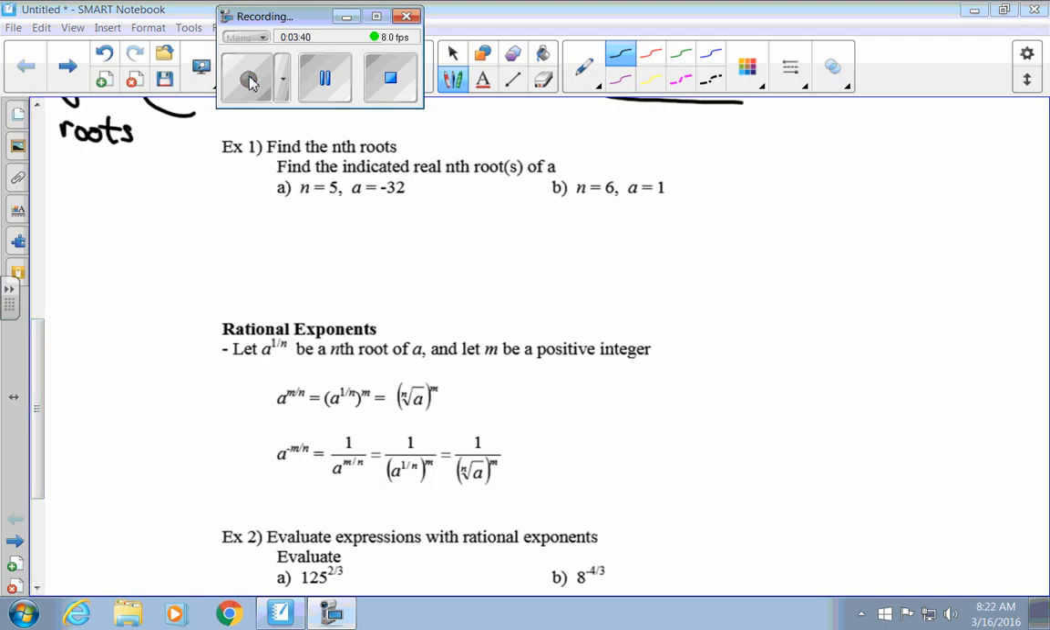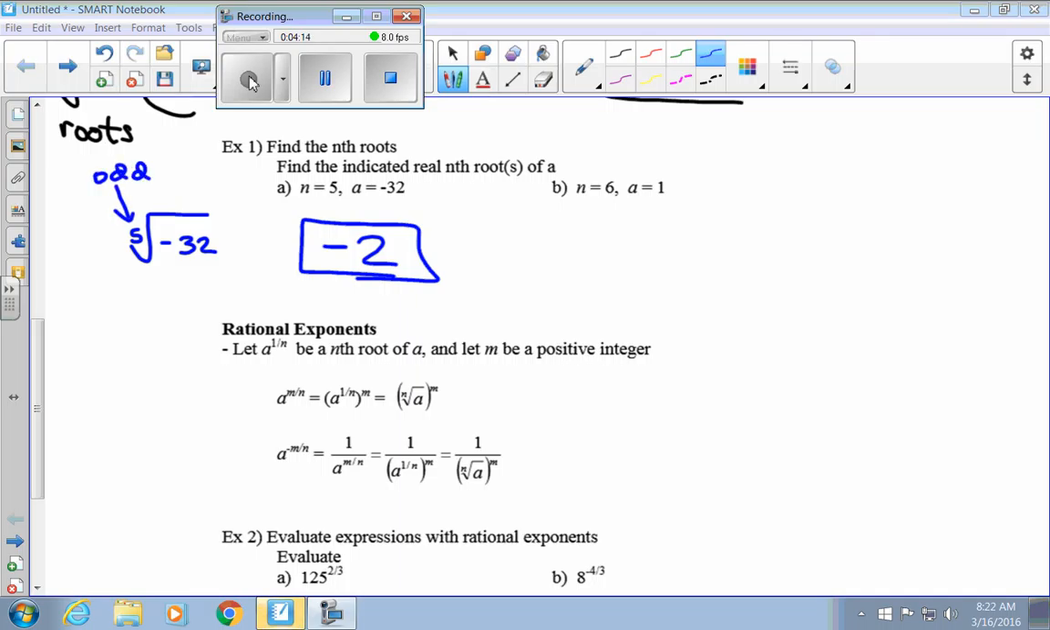All right, so example 1 is on finding the nth root. We're going to find the indicated real nth root of a. And we have the 5th root of -32 is really what they're asking. So what number multiplied 5 times will give us -32? And so our answer here is -2. And notice there's only one solution here because this is an odd number. And so -2 times -2 times -2 times -2 times -2 is going to give us -32.